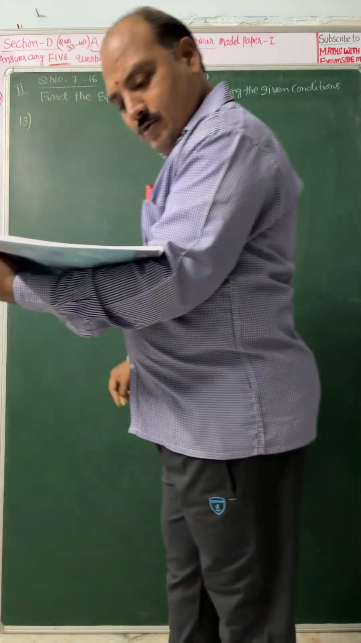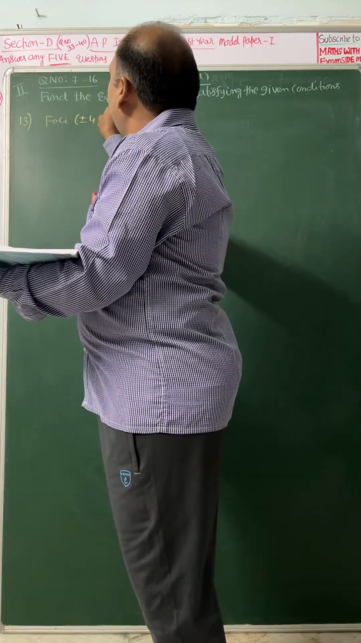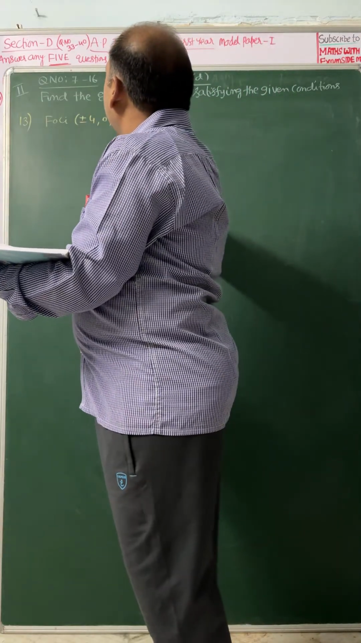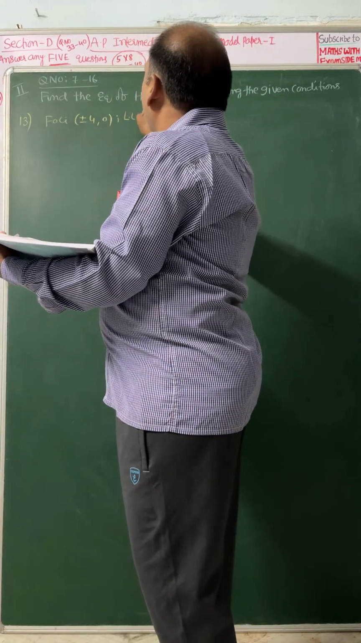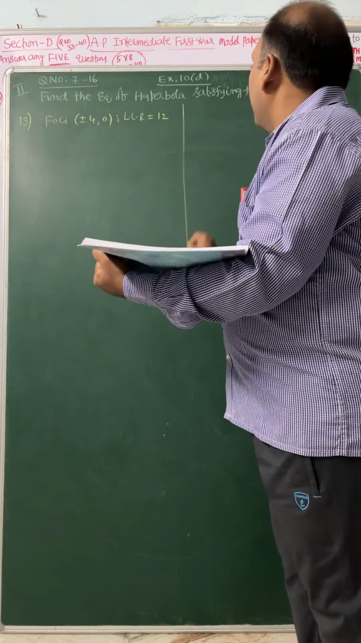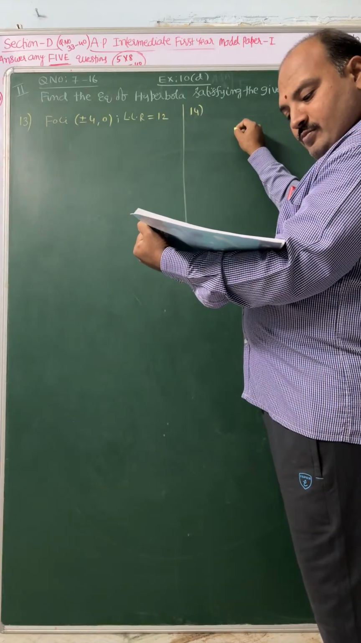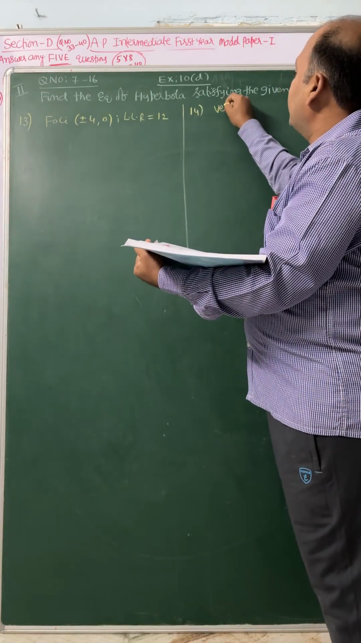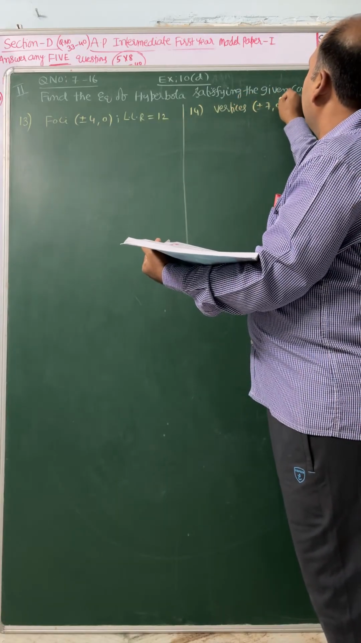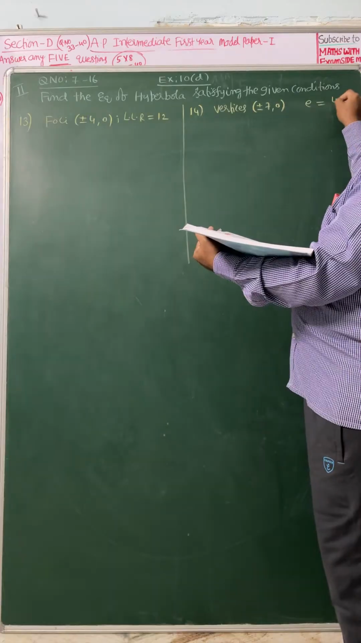Question number 13. Foci plus or minus 4, 0. Length of latus rectum LLR is equal to 12. Next, question number 14. Vertices plus or minus 7, 0. E equal to 4 by 3.